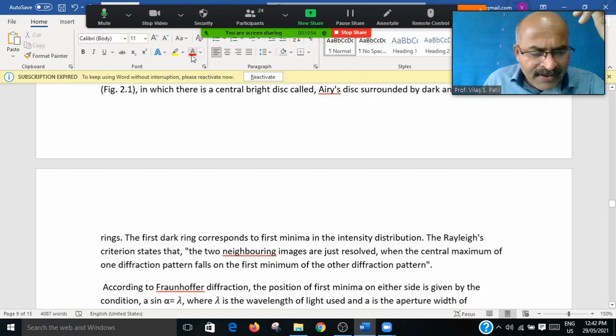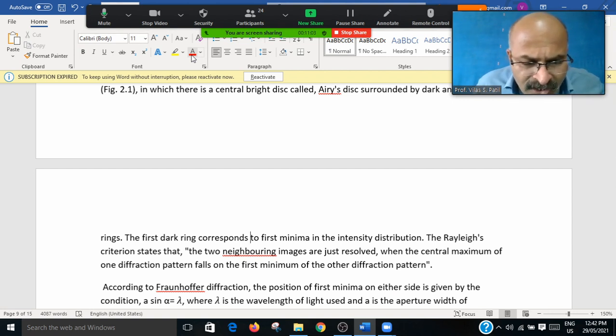The first dark ring corresponds to the first minima in the intensity distribution, and the Rayleigh criterion states that two neighboring images are just resolved when the central maximum of one diffraction pattern falls on the first minima of the other diffraction pattern. That is the two neighboring images are just resolved.